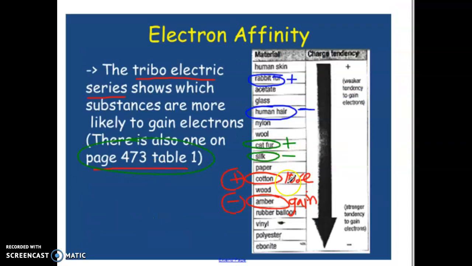Some are repetitive, but some are different. So even if you Googled triboelectric series chart, you can come up with a whole bunch of different types of these because they might have different stuff listed. But the process of how it works will be exactly the same.